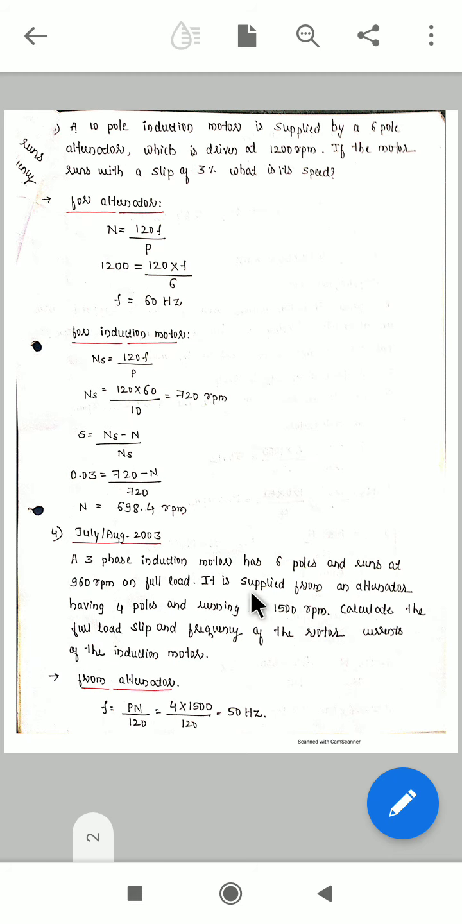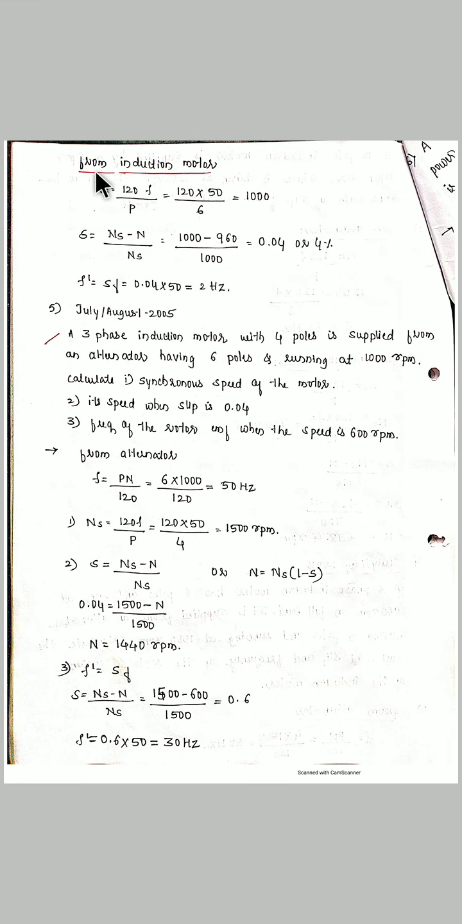First, using the alternator data, the alternator has 4 poles and runs at 1500 rpm. I calculated the frequency as pn by 120: poles are 4, the alternator rotates at 1500, divided by 120. I got the answer 50 Hz. Next for the induction motor, ns is equal to 120 f by p. Here poles are taken as 6 because the induction motor has 6 poles. We got the answer 1000 rpm.